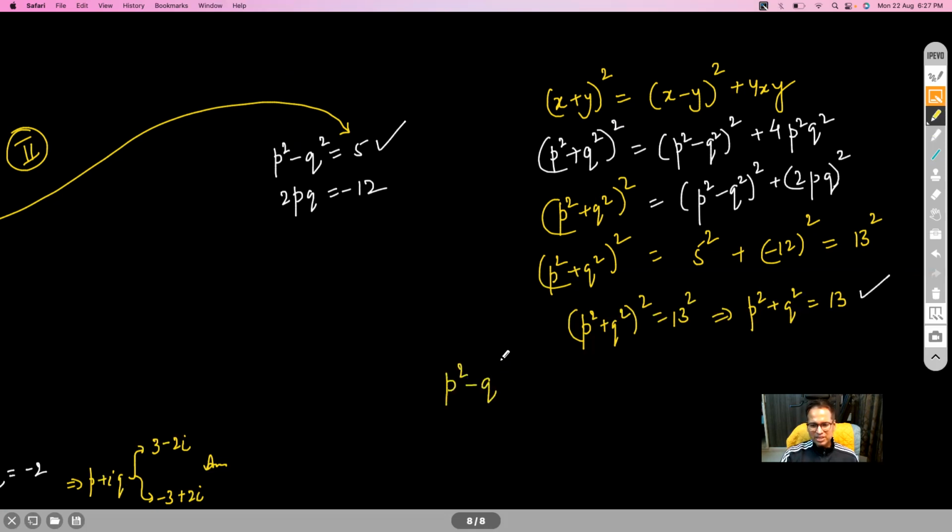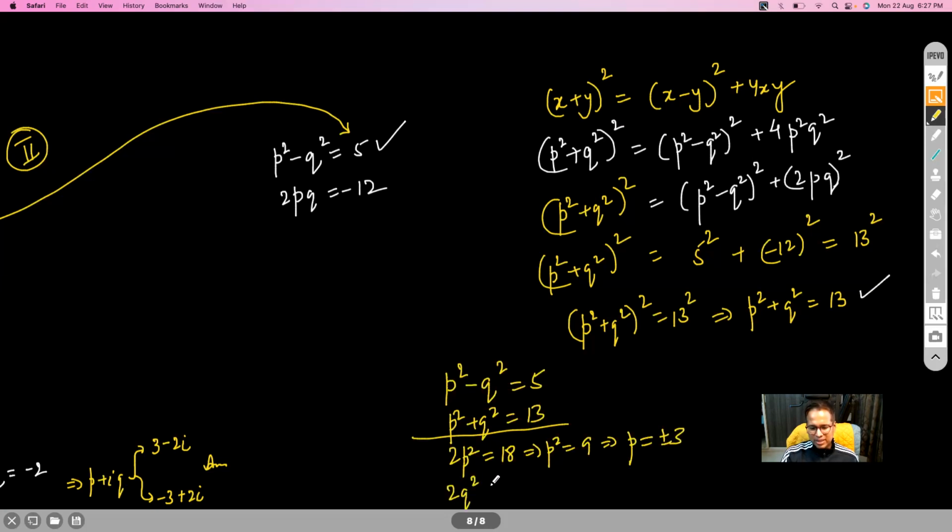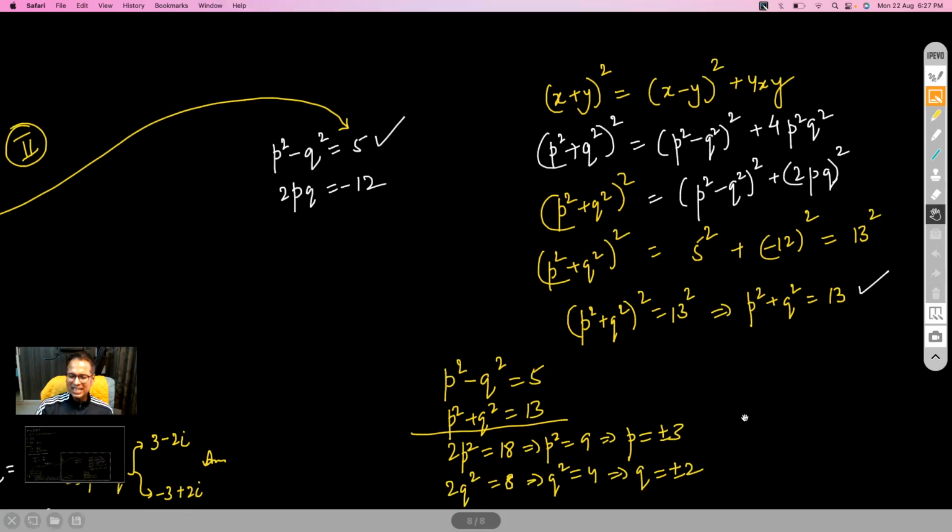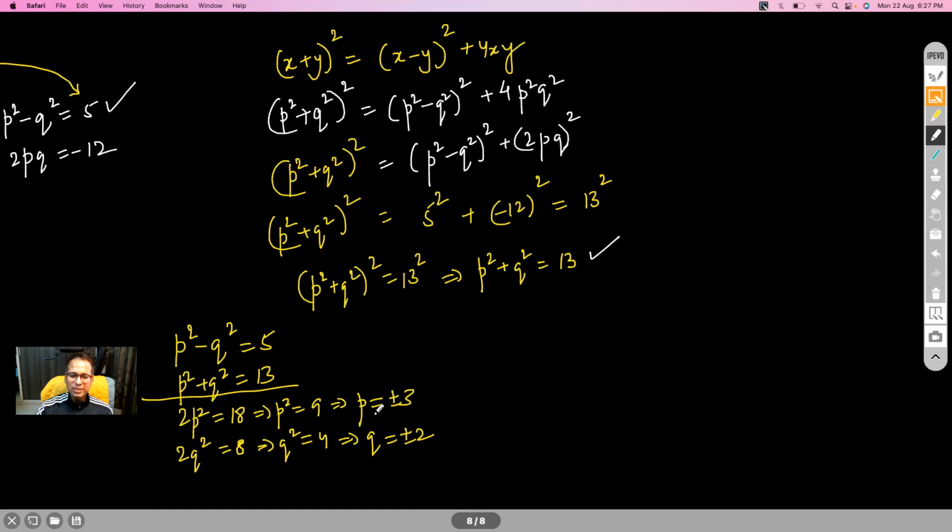Now, using this and using this, let us solve for p and q. So p square minus q square is 5, p square plus q square is 13. Just add them, you get 2p square as 18. That means p square is 9. That means p is plus minus 3. Just subtract them. You get 2q square as 8. That means q square is 4. That means q value is plus minus 2. Okay. Now, understand here that you are getting two values of p and two values of q. So when you are writing p plus iq, how many combinations of p plus iq will be possible?